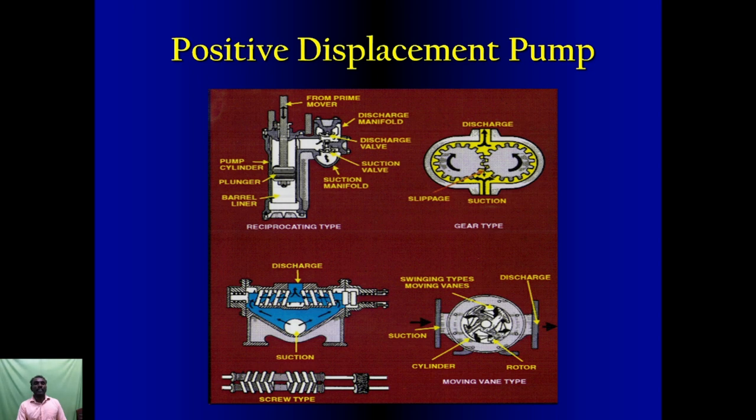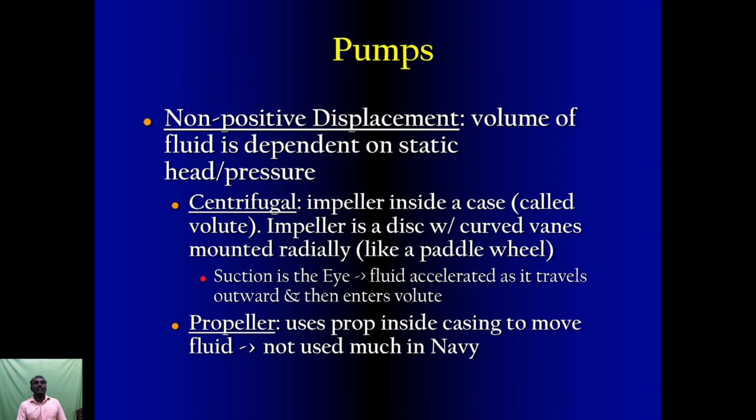In the screw type, the screw is a major part. One side is the suction side, another side is the delivery or discharge side. In the moving vane type, the vanes are important parts. We have a cylinder and rotor also. These are the main examples of positive displacement pumps: reciprocating pump, gear pump, screw type and moving vane type. The second type is non-positive displacement.